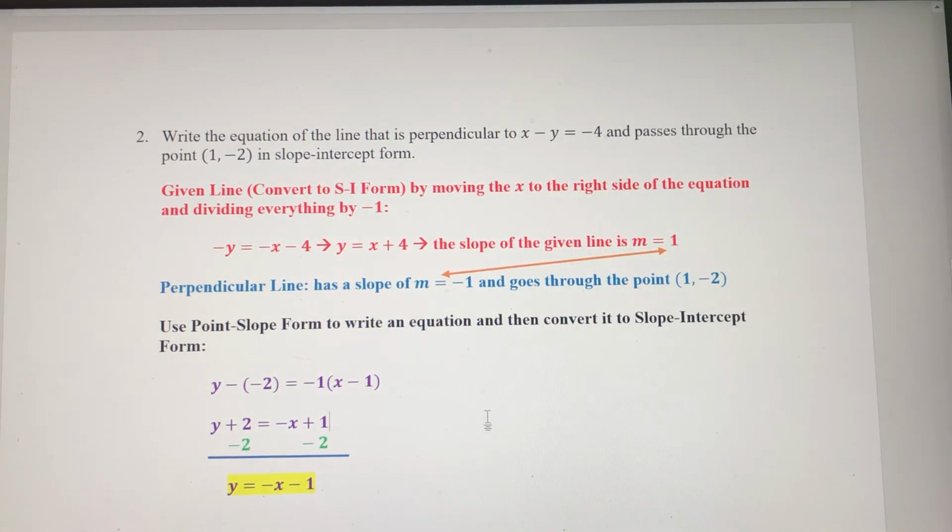So that's how you write the equations of perpendicular lines. Just remember that the slopes have to be negative reciprocals of one another.